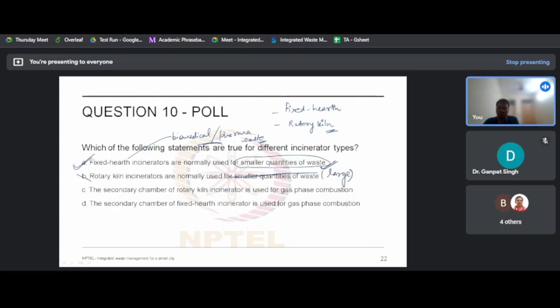So B is incorrect. Then we are left with C and D. Secondary chamber of rotary kiln incinerator is used for gas-phase combustion. So yeah, this is correct.